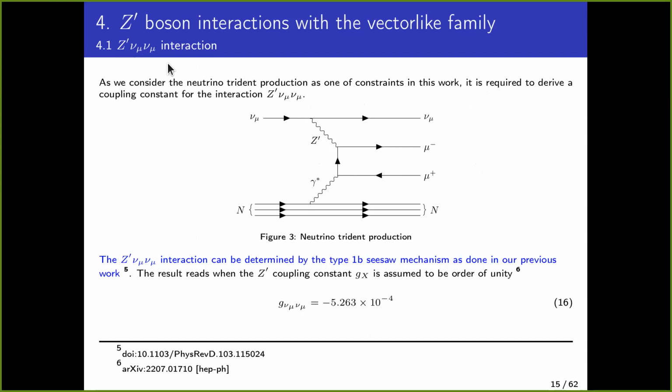We can derive this analytically using the type 1b seesaw mechanism I told you about. Here I just cite our derived result, but if you are interested in how to derive it, I recommend you refer to our latest paper, in which we introduced how this value is derived.